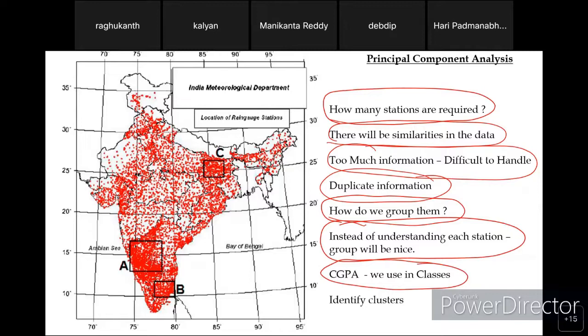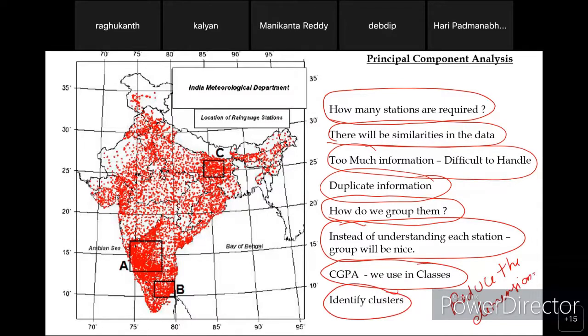Little data is a headache for us, and too much data is also a headache for us. It's very difficult to understand. So what we try to do is identify the clusters, or group them, and finally the idea is to reduce the dimensionality.